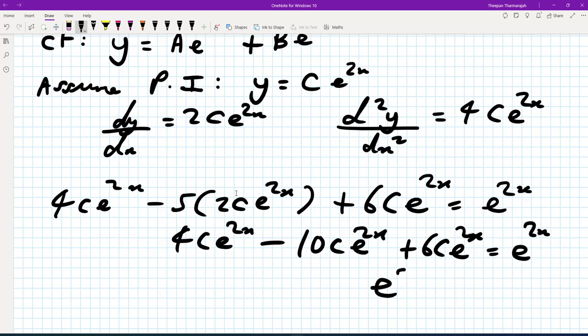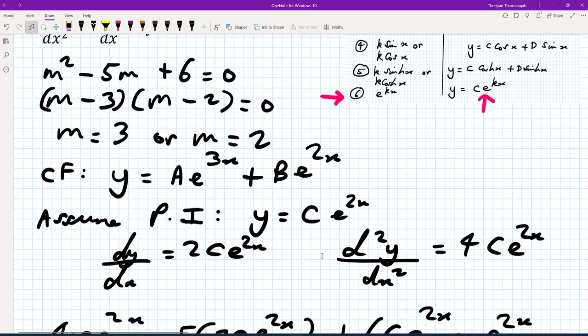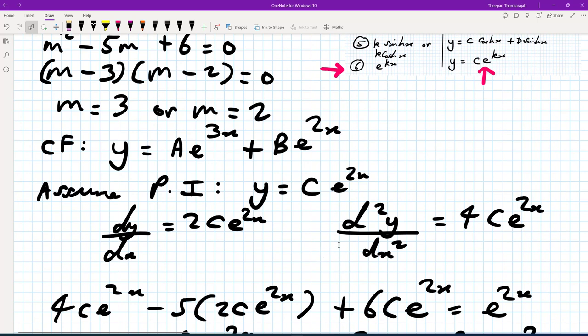But then what we have is e to the 2x equals 0. Well, we know that can't happen because e to the 2x is always greater than 0. So this is a scenario that we can't afford to happen. And also, if we notice that because our particular integral is a constant times e to the 2x, we've already got that in our complementary function where we've got B times e to the 2x. So we're not allowed to have that. So we need to change our particular integral by multiplying it by x.